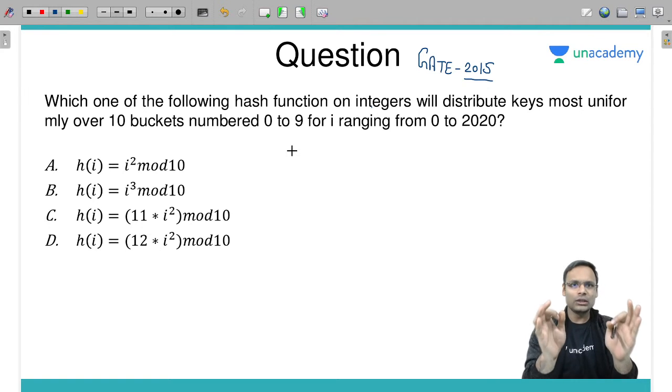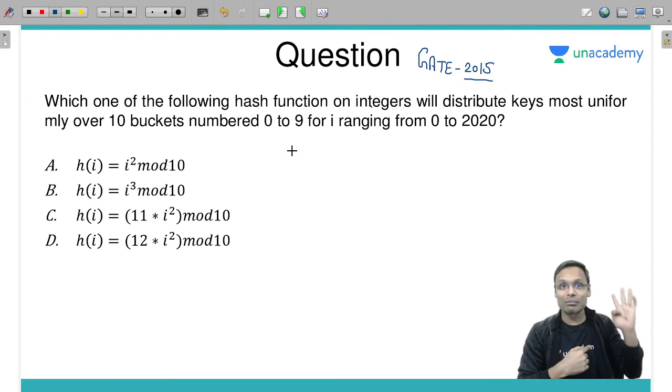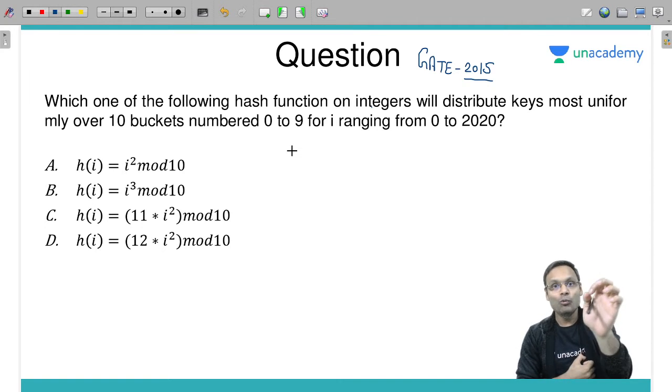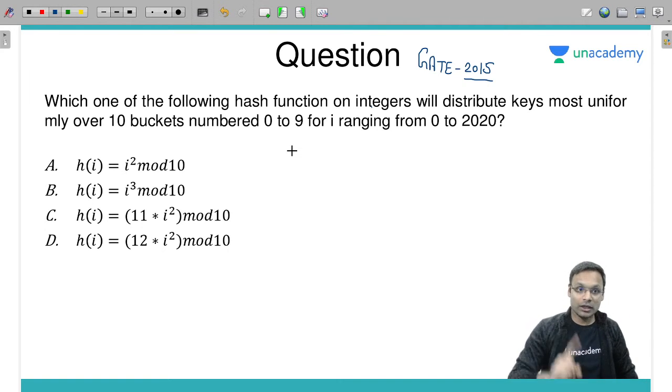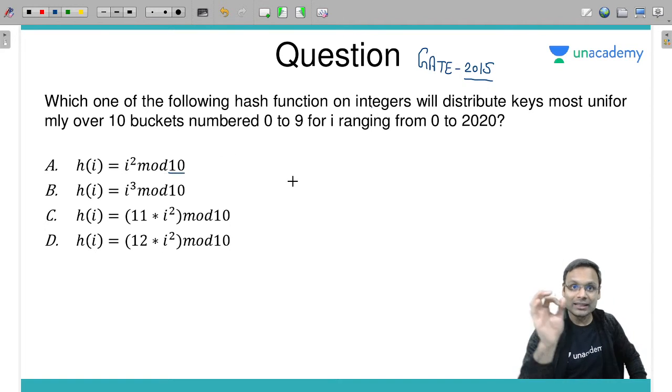First I will prove the answer mathematically, which I applied in my exam, and after that I will prove by applying the function also. First thing, if you know mod 10, you can understand that mod 10 will give you unit digit of every number.